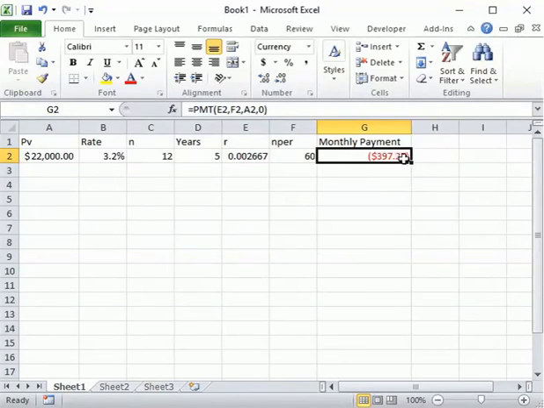Notice mine shows up as red. It's a negative number. Your settings might be set so it just shows as a negative number, which it should be because these are payments, something you're paying out. All right. That's how we use the payment formula in Excel.